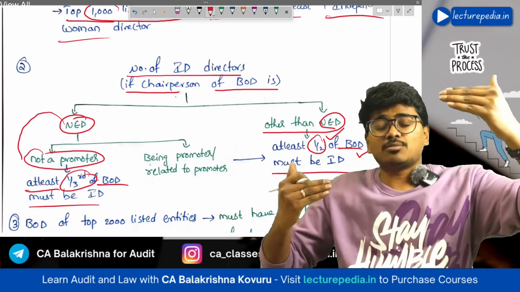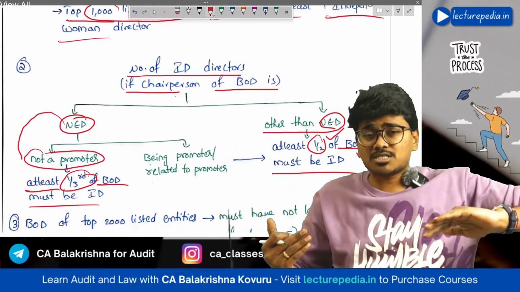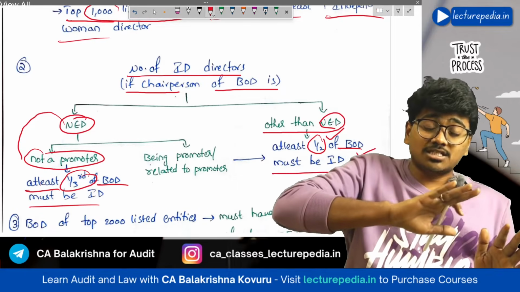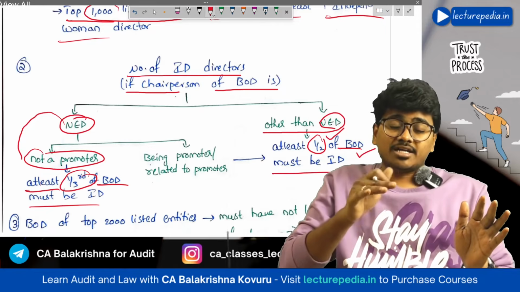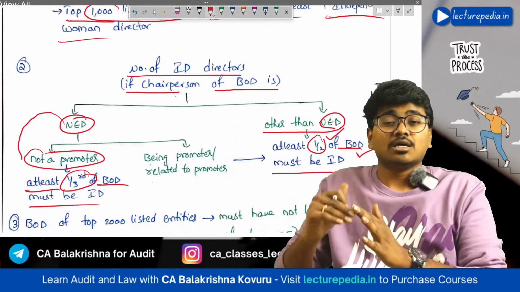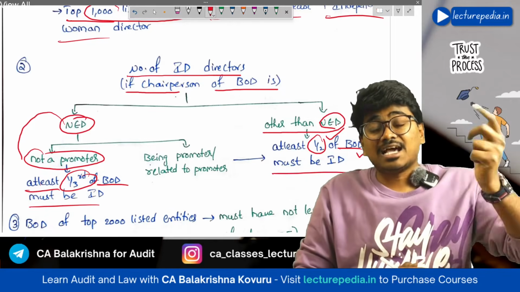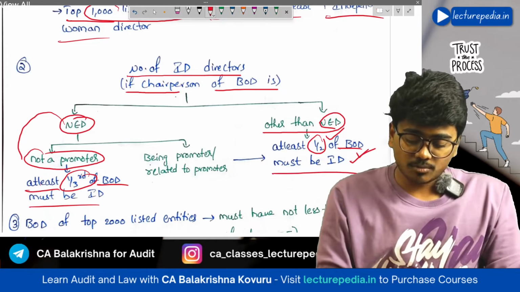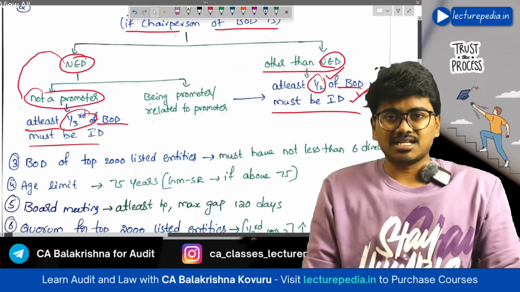If the chairperson of the board of directors is a non-executive director and he is not a promoter, then at least 1/3 must be independent directors. If the non-executive director who is the chairman is also the promoter or related to the promoter of the company, then at least half of the board of directors must be independent directors. And if the chairperson is other than a non-executive director, then also half of the board of directors must be independent directors. Hope that is clear. That is the second requirement.